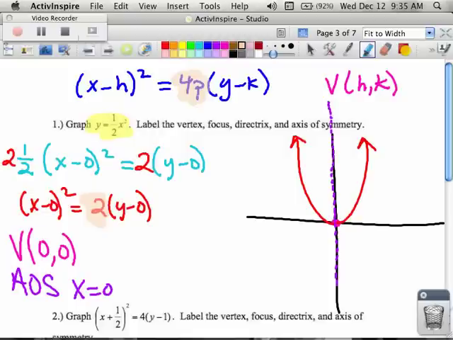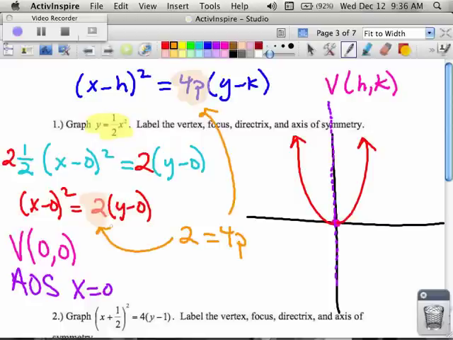4p is the number that's in front of the non-squared parentheses on the right. What that's telling me is that when I look at my equation that I see in red, the 2 that I have in front of that non-squared parentheses is the same thing as the 4p would be in front of the one up in the blue general form. So I set those two things equal to each other to find out what p is. What's p? 1/2. P is 1/2.